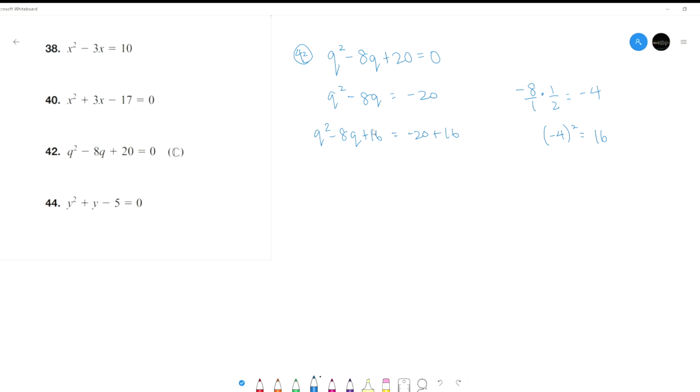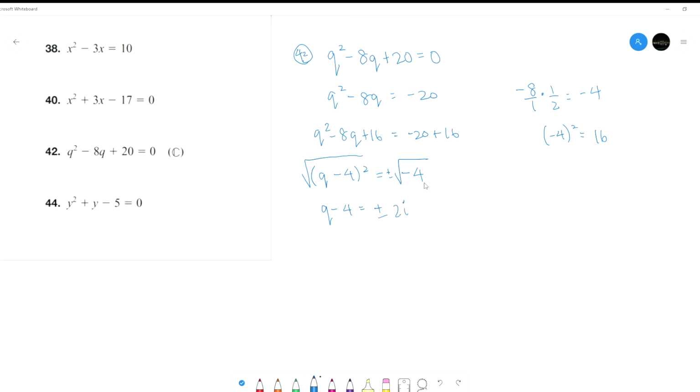Now this left-hand side is a perfect square trinomial, which factors into q minus 4. That minus 4 came from the negative 8 times half, right? It is equal to negative 20 plus 16, which is negative 4. Next, we square root both sides, and we get q minus 4 is equal to plus or minus 2i.